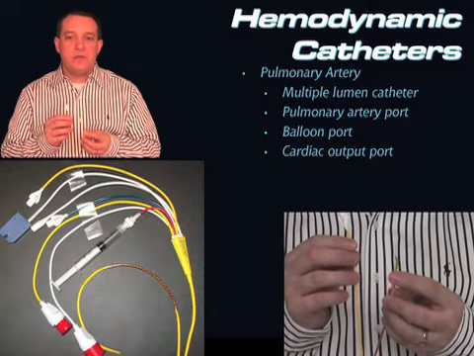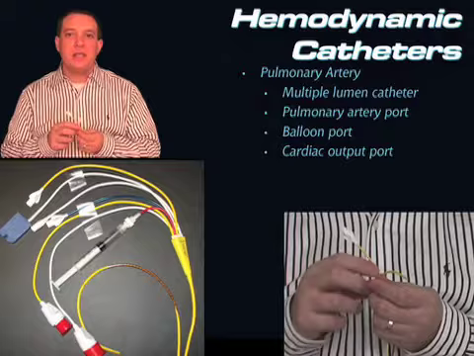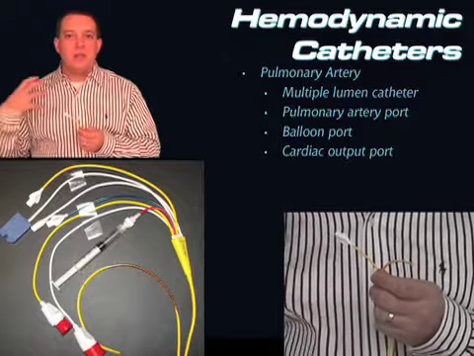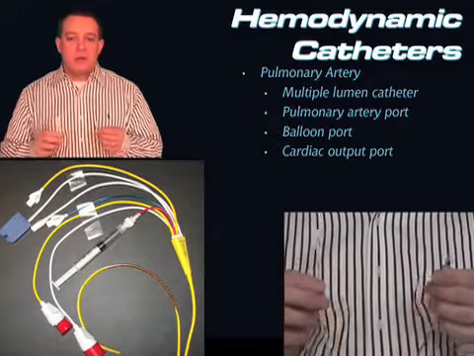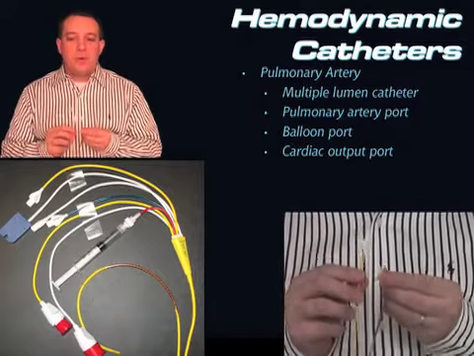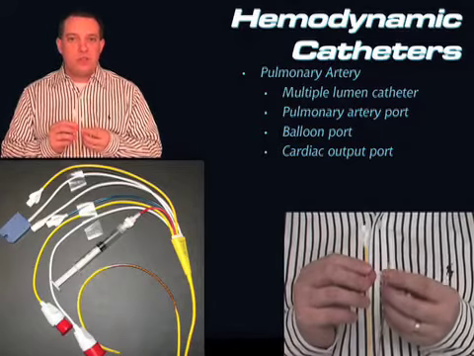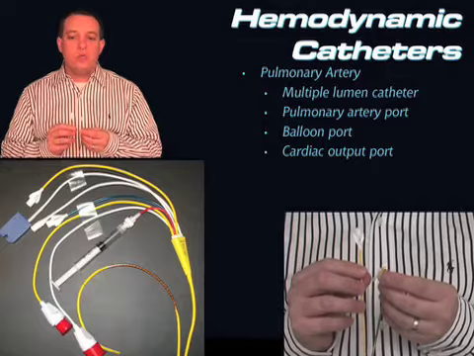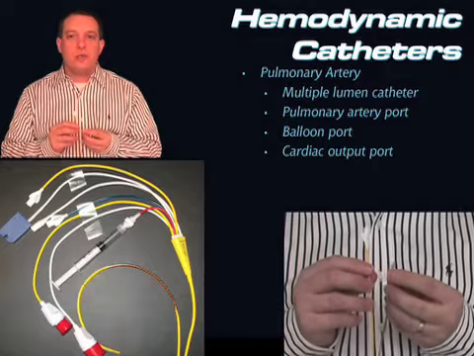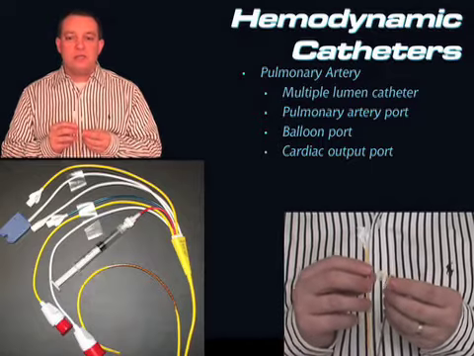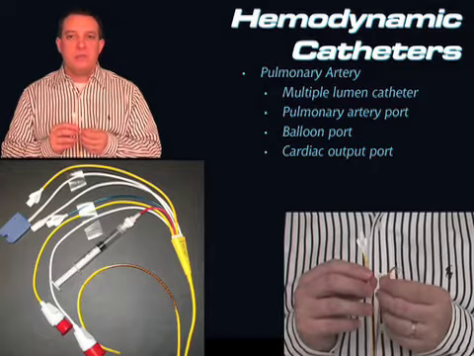SVO2 is the saturation of venous oxygen, and this is the best place to get a complete mixing of all the venous blood that's on its way to the lungs. So remember again, this pulmonary artery distal port exists for two reasons and two reasons only. The first reason we use it is we transduce it to monitor pressure, and the second reason we use it is to get an SVO2 blood gas.